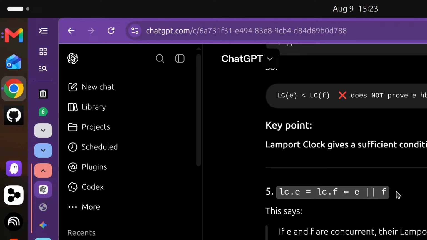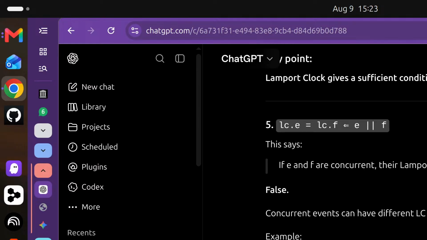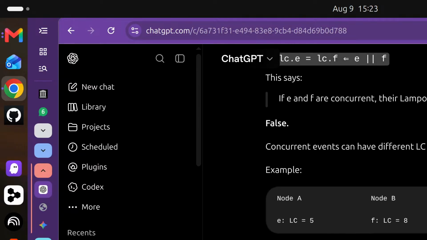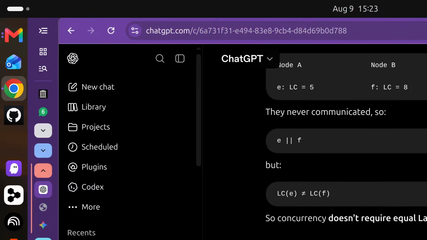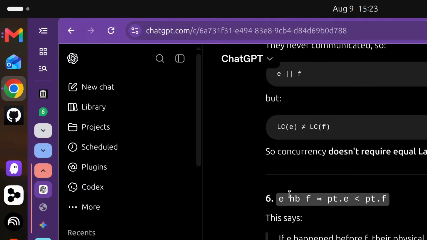Okay? And logical clock of E is equal to... this is also false. This says if E and F are concurrent, then the Lamport clock time must be equal. That is not true, because concurrent events can have different logical clock values, like they never communicated in this case.